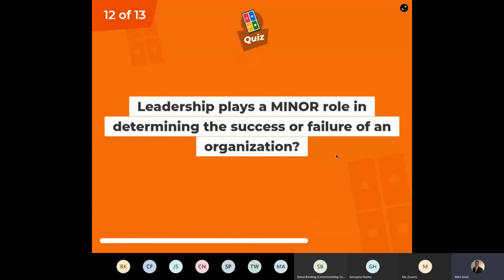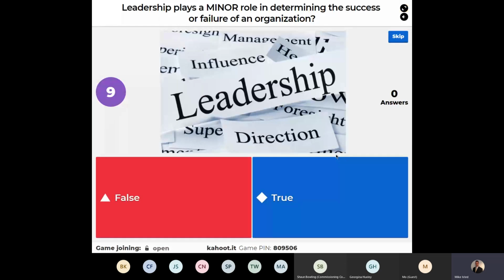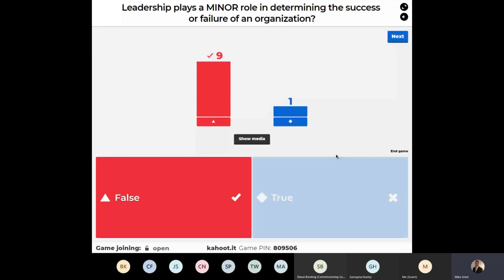Leadership plays a minor role in determining the success or failure of an organisation. True or false? False. It is false. Someone said true. It plays a major role, an absolute major role in determining the success or failure of an organisation. You know, when you see top execs being questioned by a parliamentary committee on the downfall of a recently very large property, estates and facilities management company, you all know who I'm talking about.